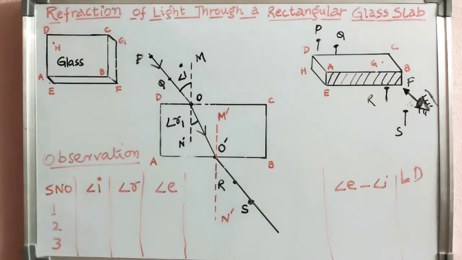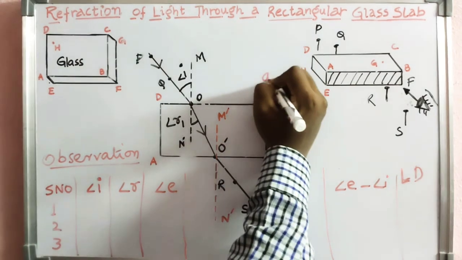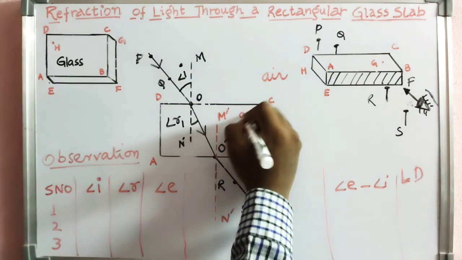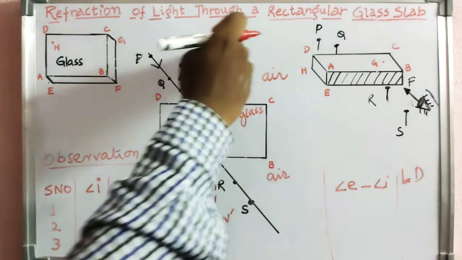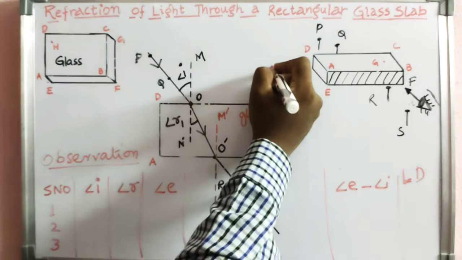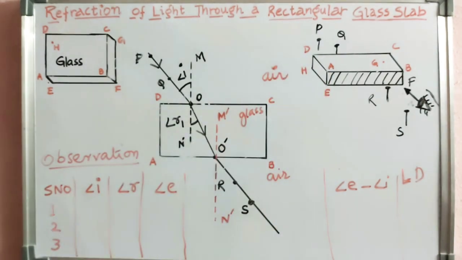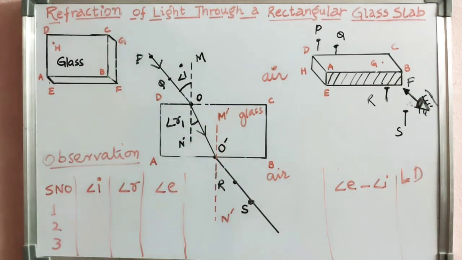Now, see here, what is the outer medium? What is the medium outside? Air. What is the medium inside? Glass. So when the light travels from air to glass, refraction number 1 takes place. Correct? When the medium changes, refraction, bending of light, will take place.